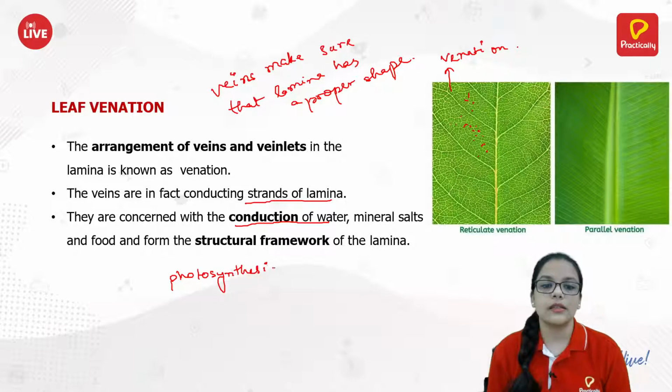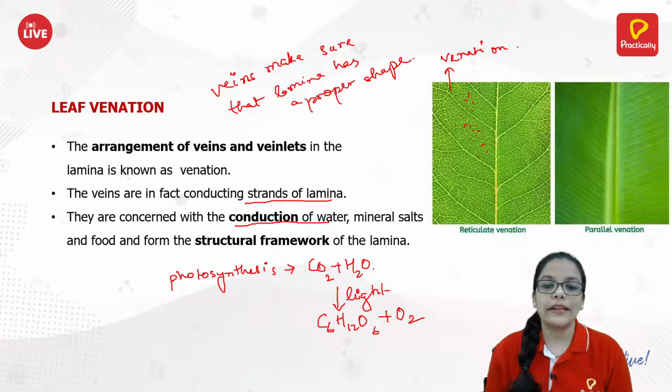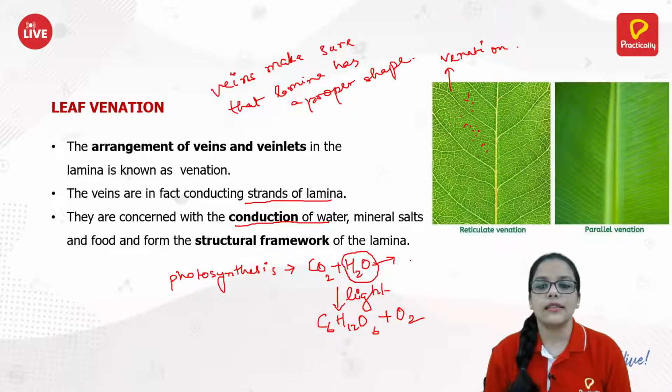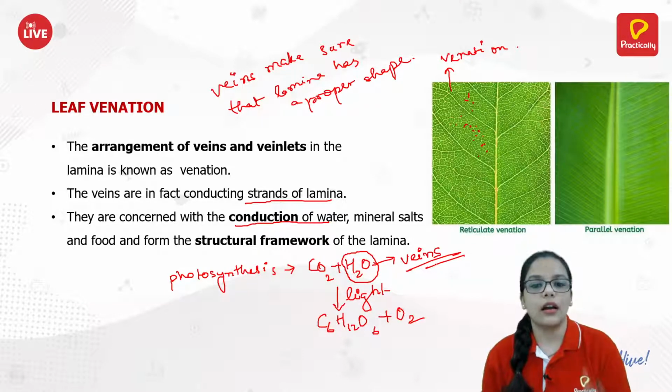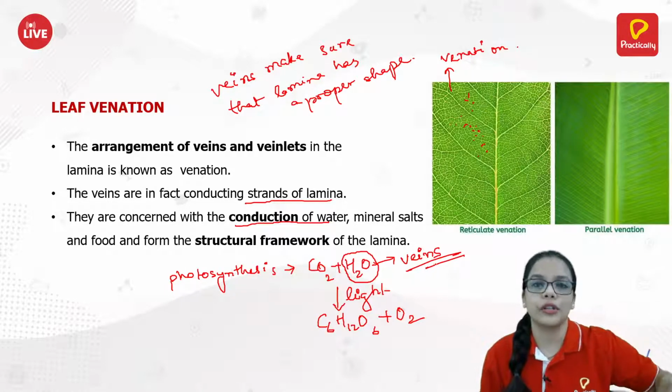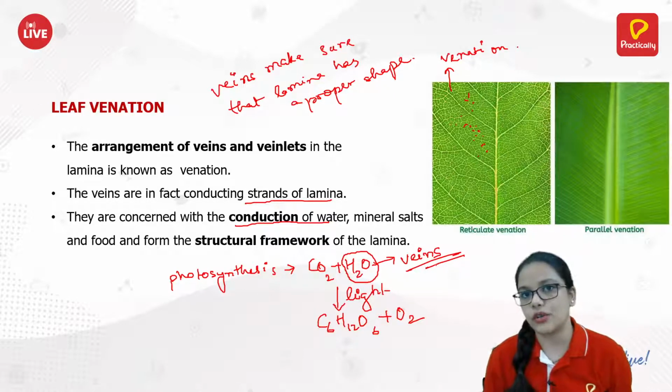What is photosynthesis? It is basically CO2 plus H2O, and when there is light, it forms C6H12O6 and oxygen. So where does this H2O or water come from? This water is collected with the help of the veins. The veins make sure that the leaf, the lamina, gets enough water. This is made sure with the help of the venation, or the veins.